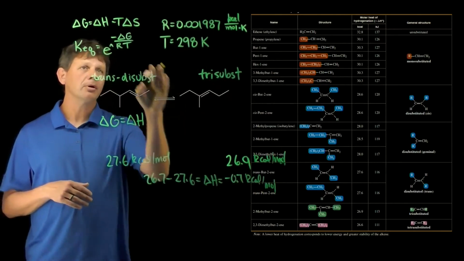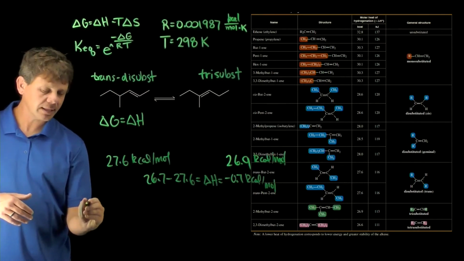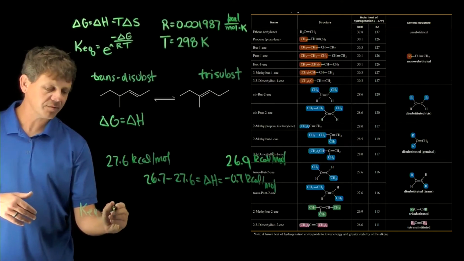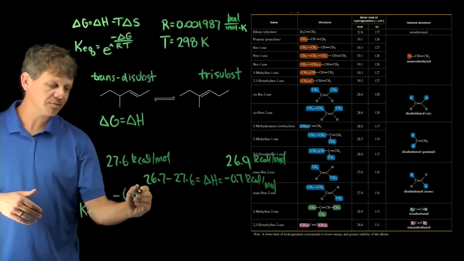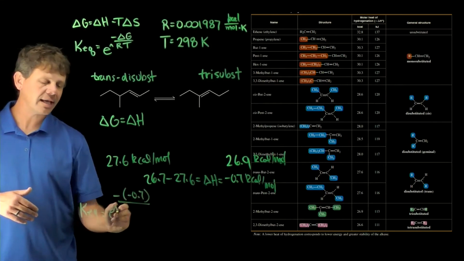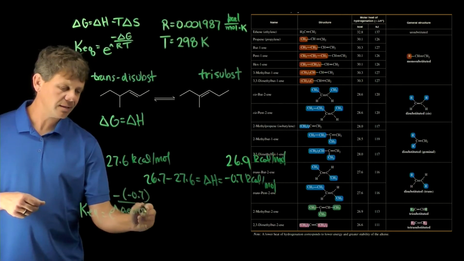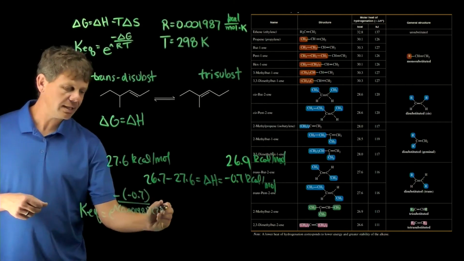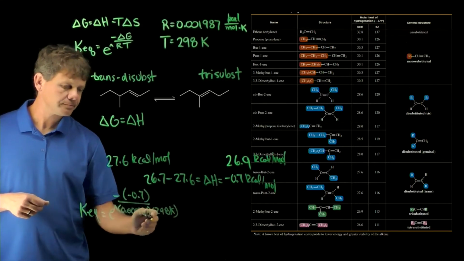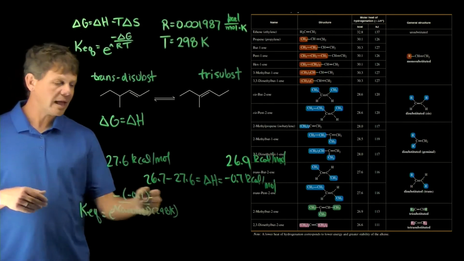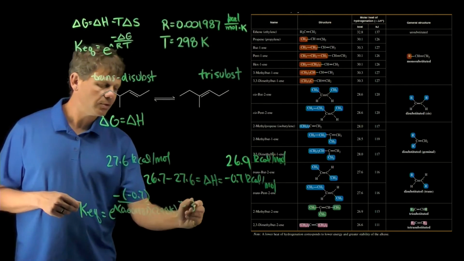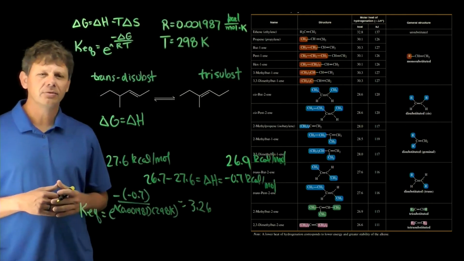When we plug this number in up here, we can now calculate KEQ. I'll try and be cognizant of space here. Negative 0.7, all of that over 0.001987 times 298 Kelvin. Do that calculation, we get a KEQ that is 3.26.